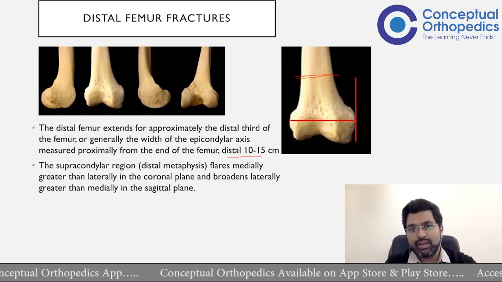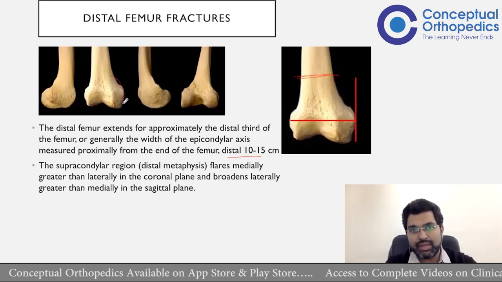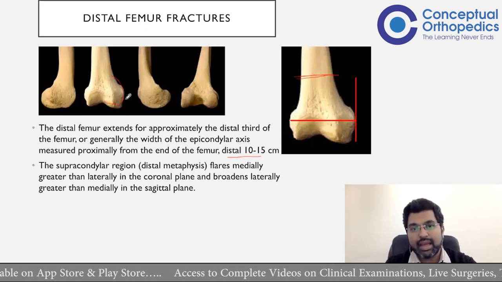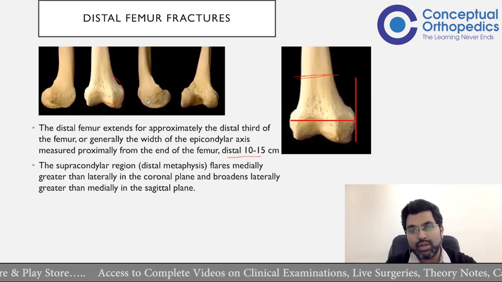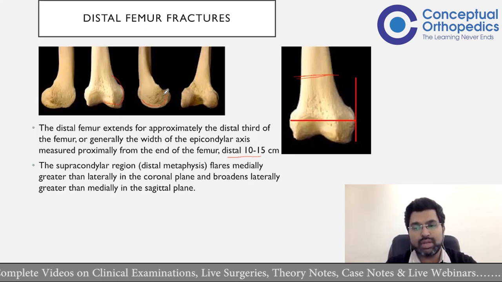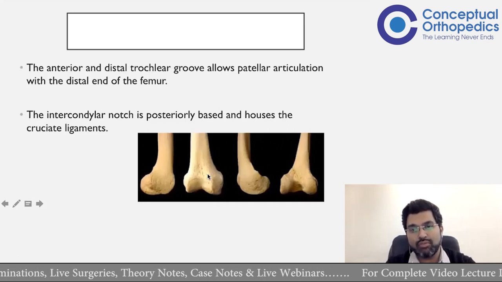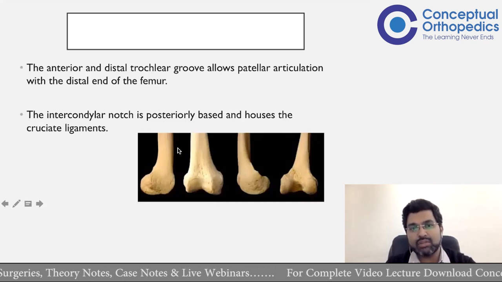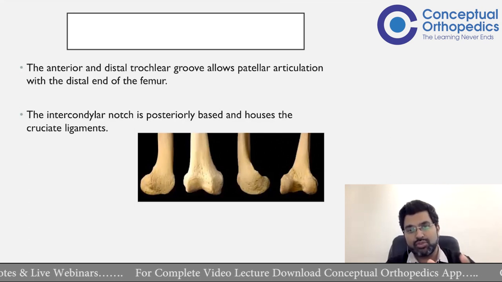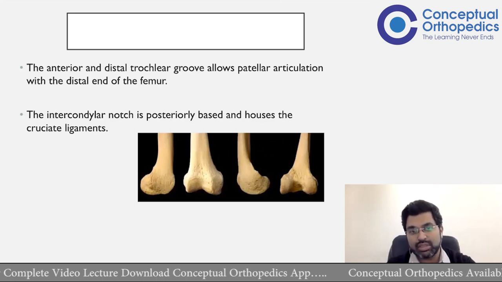And the supracondylar region flares medially. If you see this, there is a medial flare, which is more than the lateral flare in the coronal plane. And posteriorly, it is broader on the lateral side as compared to the medial side. So this is something you would like to know. Also, there is a trochlea for the patella articulation, and the intercondylar notch is more posterior, and it houses the ACL and PCL.